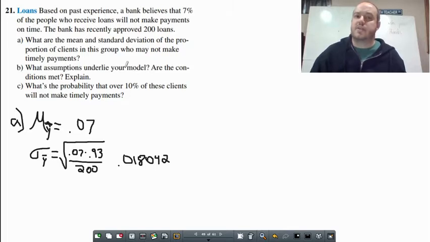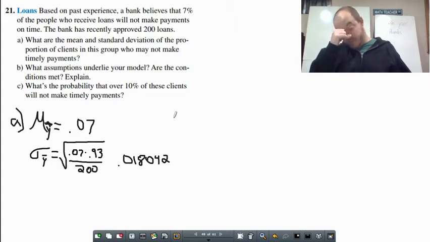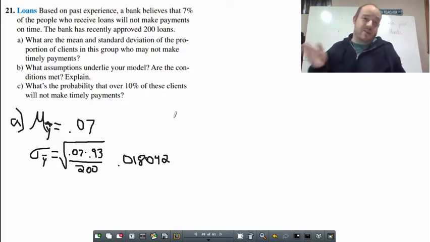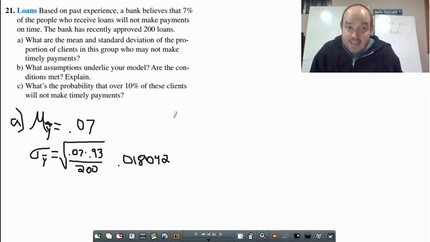Part B says, what assumptions underlie your model and are the conditions met? Explain. Now remember, there are multiple conditions when we're dealing with proportions. A, they need to be randomized. Now, is this random? It says that they are going to be approving 200 loans recently. Is that random? Maybe, maybe not. It's not like they're choosing anyone. They're literally just opening a time period and taking 200. But it is possible that this is a time of year where more people apply for loans that are better or worse than usual. So the randomization one would be kind of sketchy.